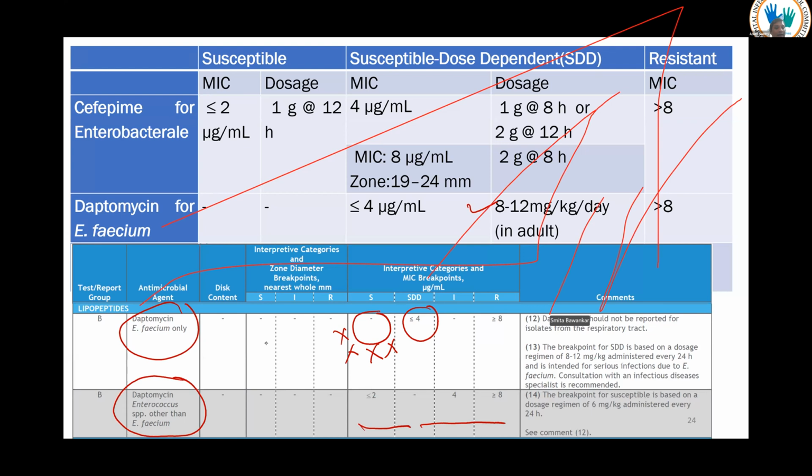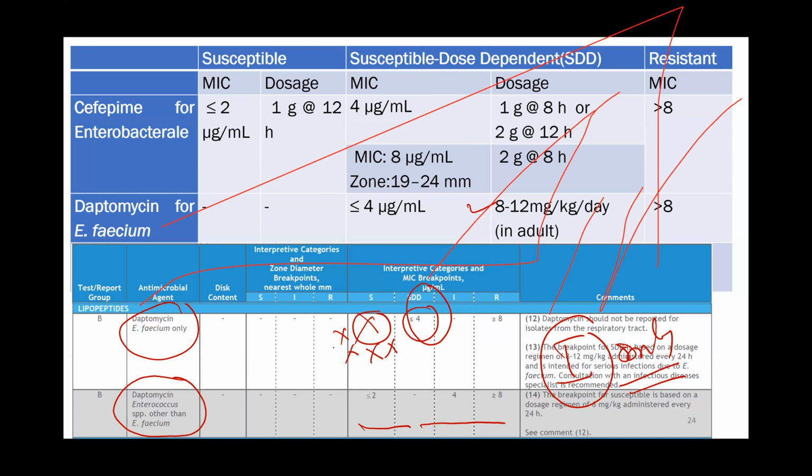Okay, so I repeat. Can you tell me one more antibiotic for which susceptible breakpoint is not available? Anybody can unmute and tell one more antibiotic for which susceptible breakpoints are not available? Yes, colistin. So these are the two examples. One is colistin, where an intermediate-only breakpoint is available, no susceptible breakpoint, as well as daptomycin, where SDD breakpoint is available.